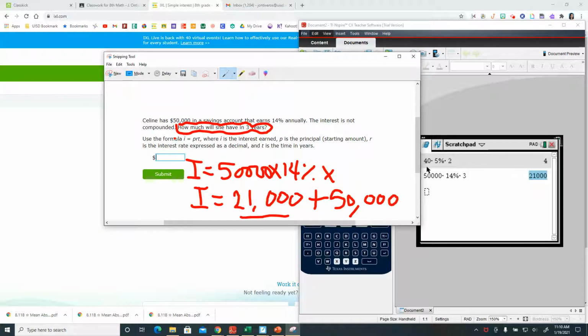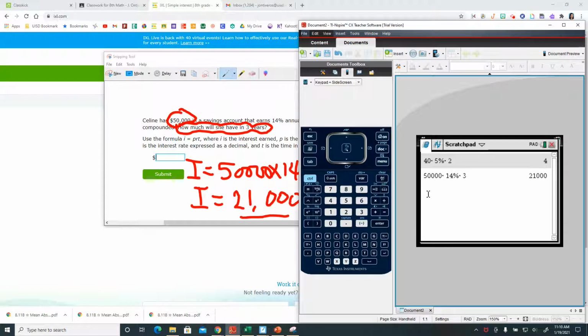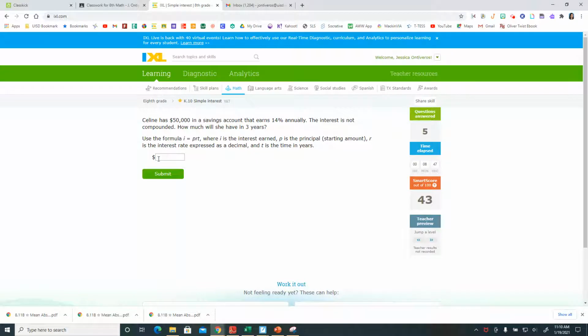Okay, if they're asking how much would you have after so many years, you gotta add the interest plus the amount of money that you started with, your initial amount, your principal. Okay, and that should be your answer. So 21,000 plus 50,000, and that should be your answer, 71,000. And there you have it.